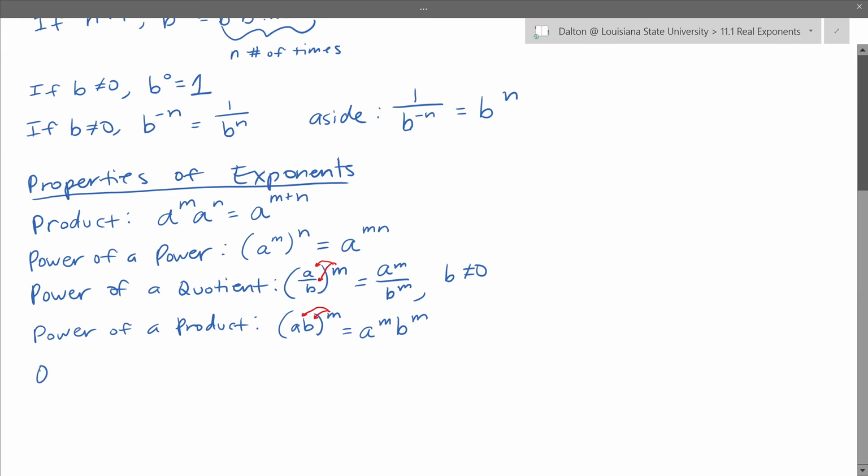Then we have just a regular quotient rule, which is similar to that initial product rule that we talked about, where a to the m power over a to the n power, again, they have to have the same base, is the same thing as a to the m minus n power. And of course, a cannot equal 0 because then we'd have division by 0. So these are our main properties of exponents.